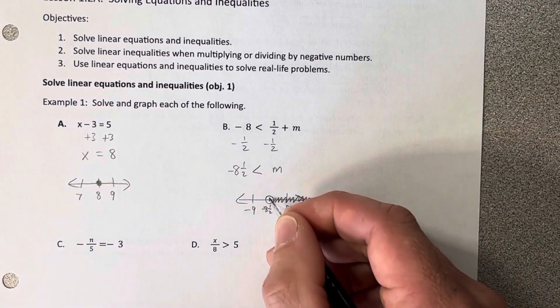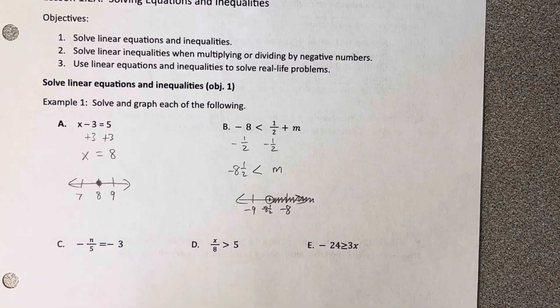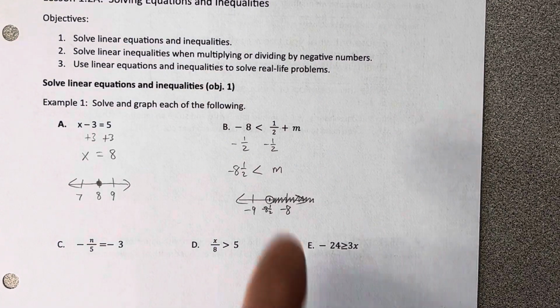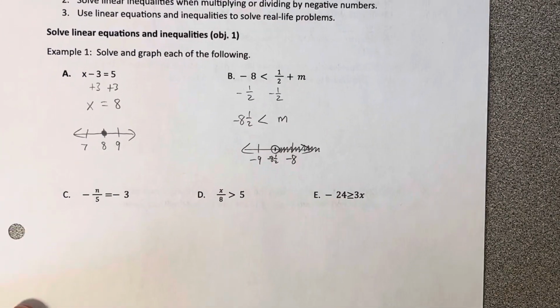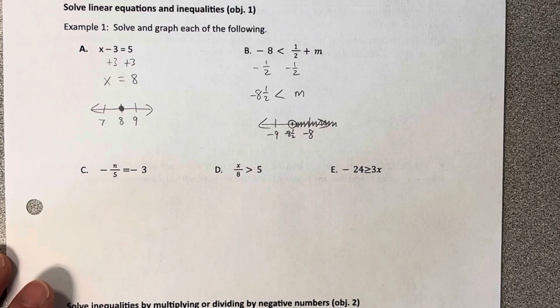Some classes like to do arrows. You can totally do an arrow. I've done that for a few years, but I've reverted back to shading for whatever reason. I don't know, but I'll accept arrows as well. So again, you are going to be responsible for graphing inequalities because the graph, I feel, helps you understand the relationship better. Going on to part C, I'm going to work this as a one-step equation.